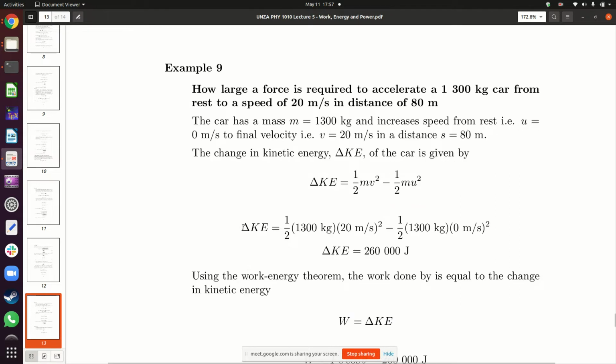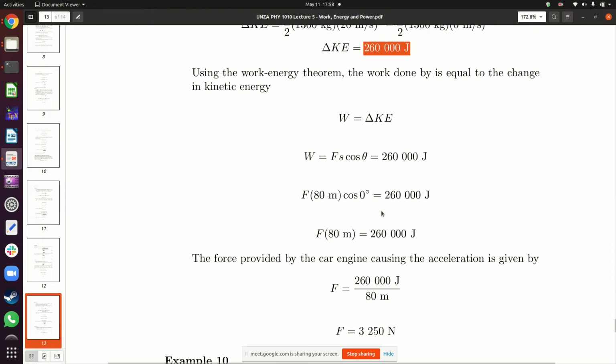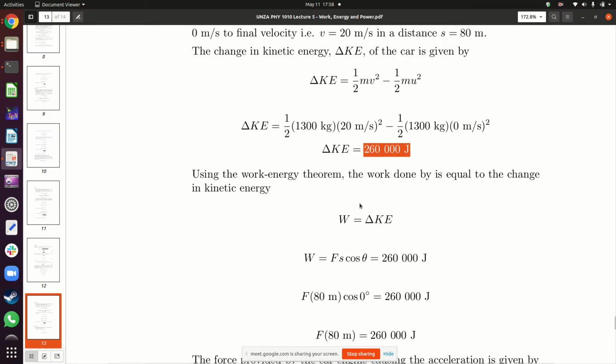So the change in kinetic energy in this case is equal to half times 1,300 kg multiplied by 20 meters per second squared, minus half times 1,300 kg multiplied by 0 meters per second squared, and that gives you a change in kinetic energy of 260,000 joules. This is still an example of work, so I think this example is in the wrong place.